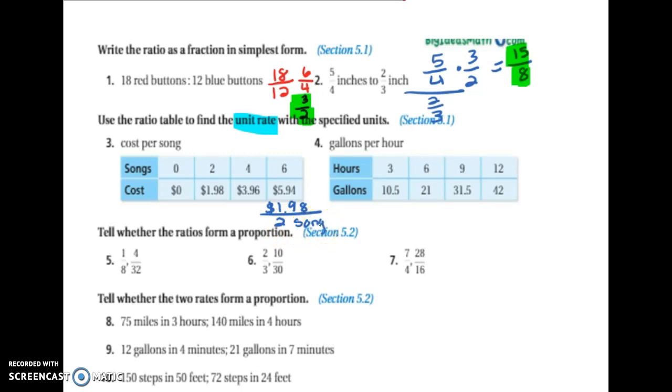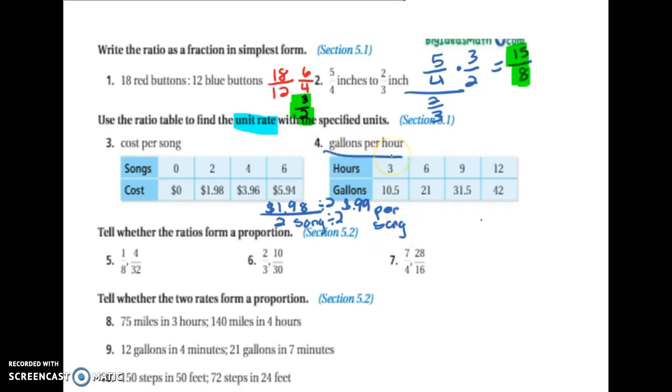So if we want to find one song, all we have to do is take our 198 divided by 2, and then you guys would do this on paper, but for the sake of time, I'm going to do it in a calculator. So let's see here. We have $1.98 divided by 2. Our answer is going to be 99 cents per song.